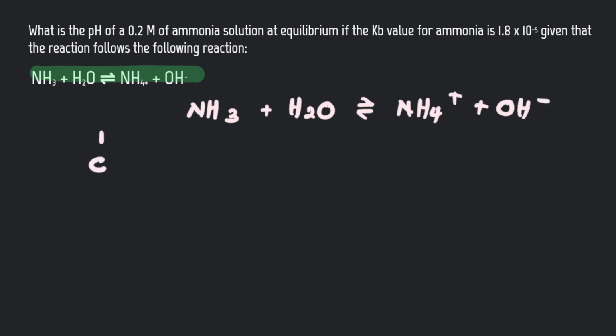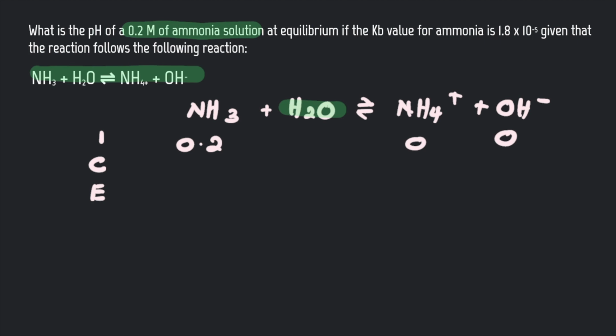So we're going to do the ICE diagram. What is the pH of 0.2 molar ammonia? So initially, the concentration is 0.2. Remember, for an ICE diagram, water is not included. So at first, there will be no product formed.